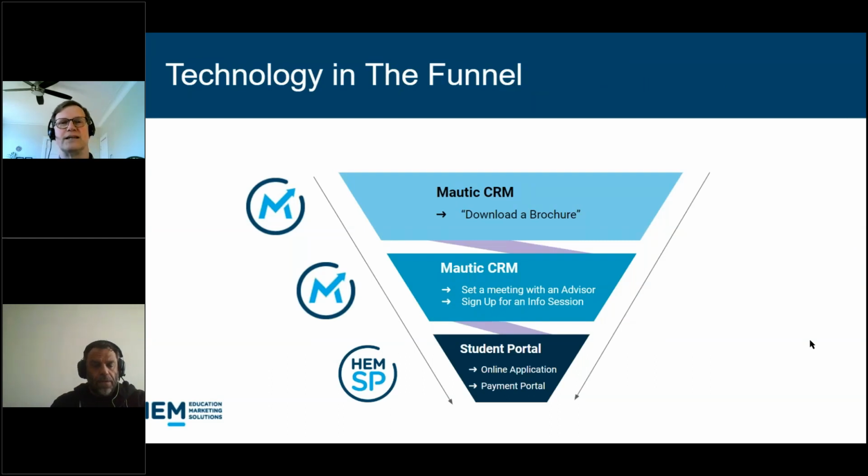Here's another view of that same journey, but in a more traditional marketing funnel point of view. And you can see where the Mautic CRM plays a more active role in the top of the funnel, just collecting those first few folks who raise their hand and say, I'm interested to learn more, download a brochure, for example. And also in engaging with them and trying to help nudge them along in their journey so that they set up a meeting, have a conversation, talk more, do a tour. And then it's at the bottom of the funnel where the HEMSP will begin to play a greater role in having them fill out the application and engaging with someone who's in that process.